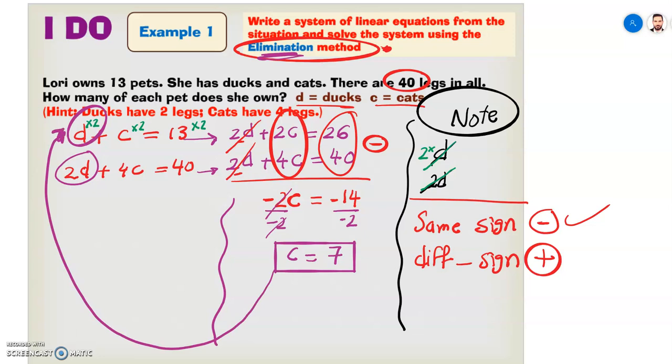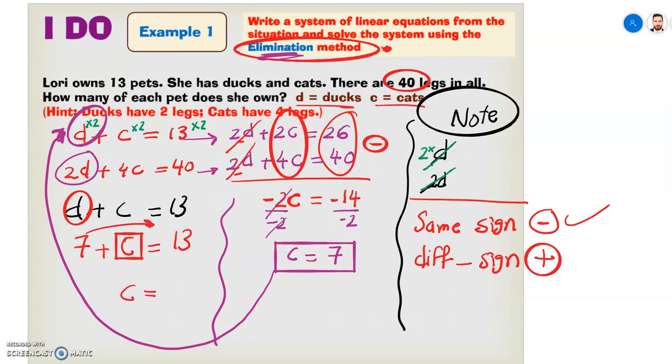Okay, let's see. I will write it. D plus C equal to 13. So I will substitute C with the number 7: 7 plus C equals 13. How many is C here? If I have 7 plus a number equal to 13, so C is equal to what? I will move 7 to the other side. It will be minus 7. 13 minus 7, it will become 6.